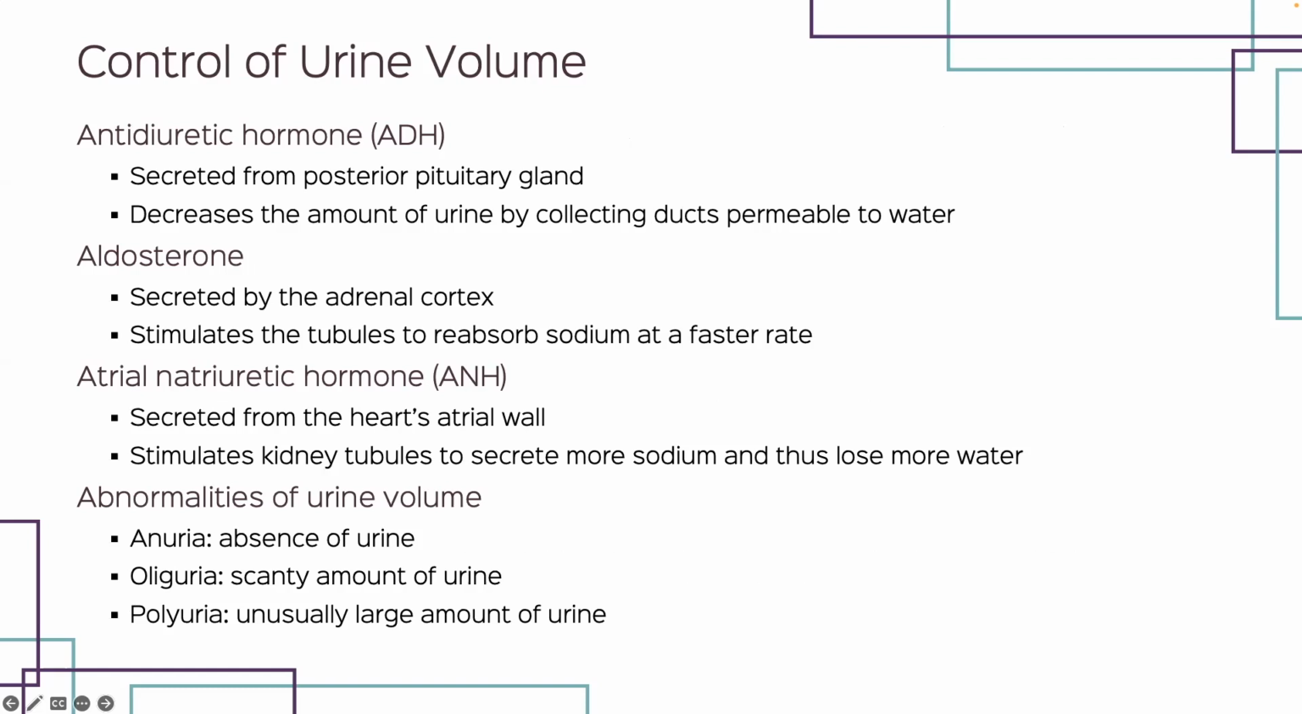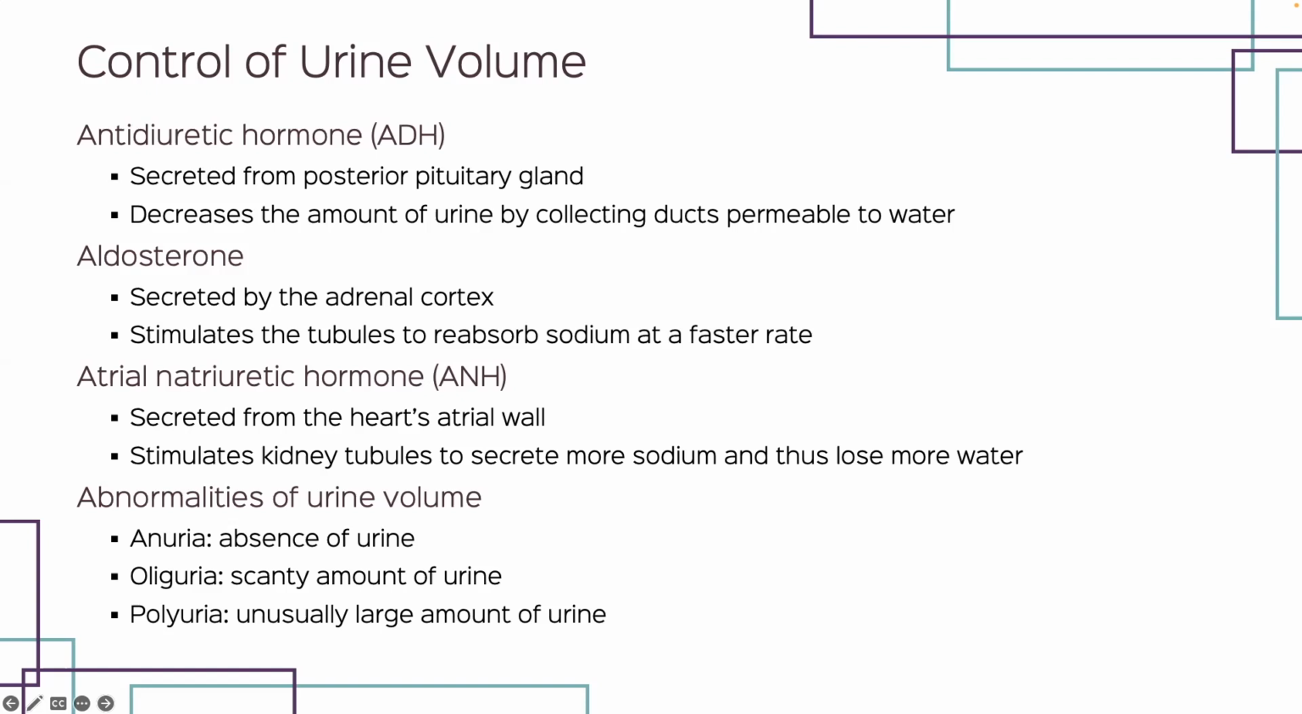An example of regulating water reabsorption in kidney tubules will involve a hormone called antidiuretic hormone, or ADH, that is secreted by the posterior pituitary gland. That ADH decreases the amount of urine by making collecting ducts permeable to water.